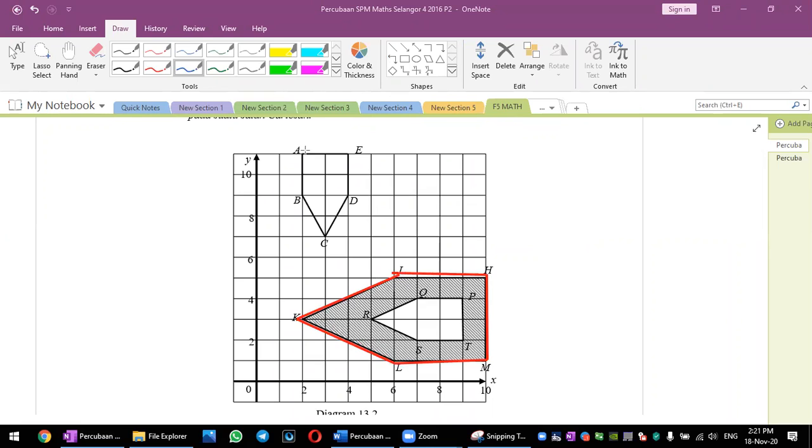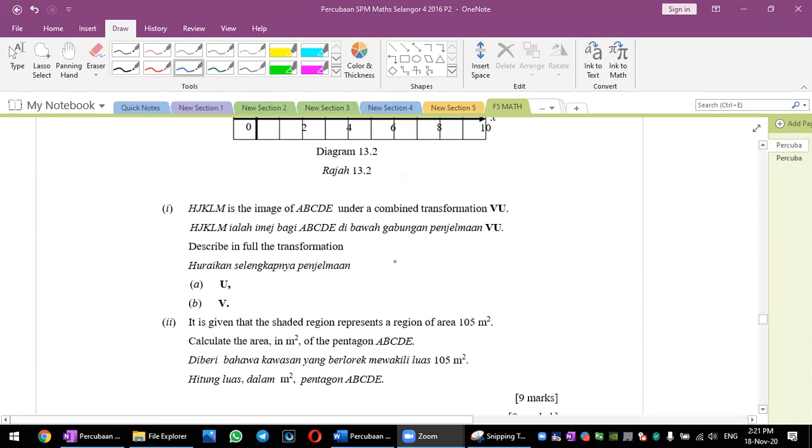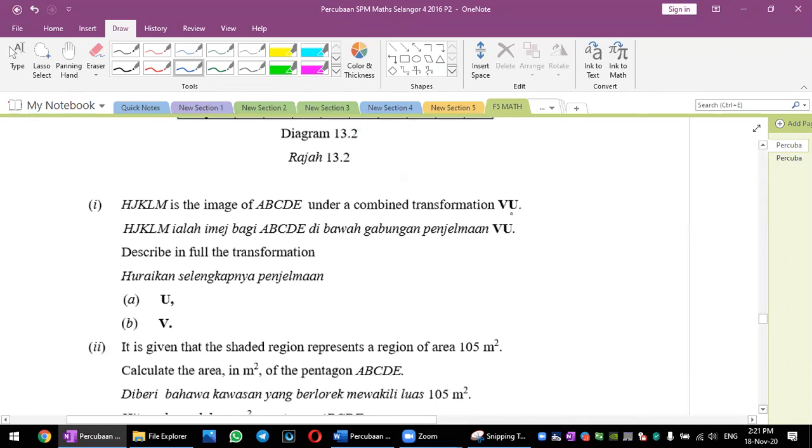And who is the object? The object is ABCDE. Okay, ini object. So maybe you can label lah. Ini object. Ini image. Okay, after that, they say it's under the combination of BU. So you do which one first? Mana satu kamu buat dulu? U dulu, baru B. Mesti belakang dulu.